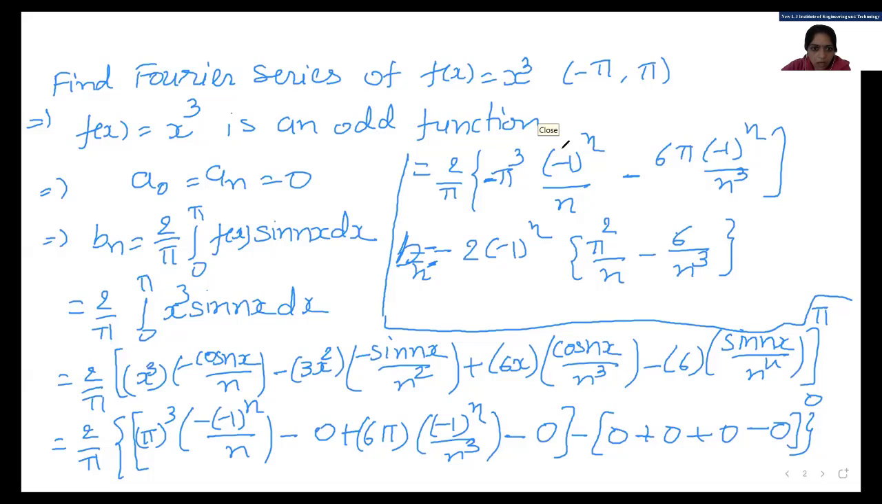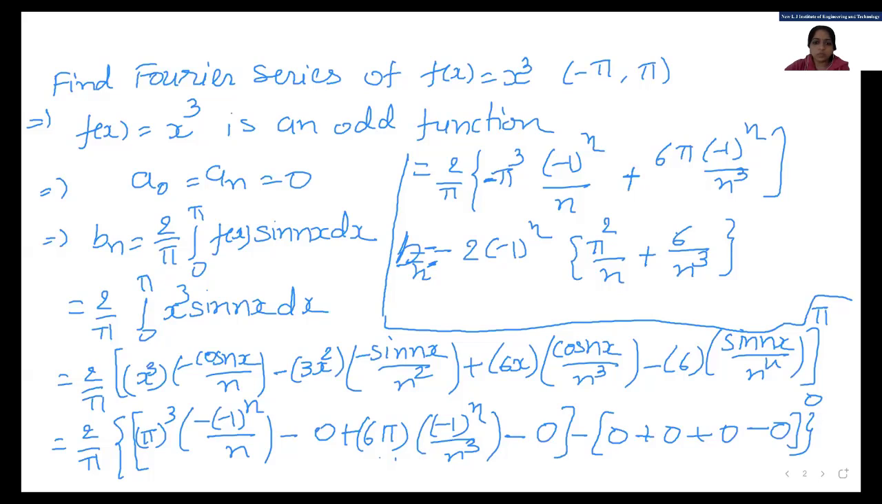Hemak, how is 6 pi minus? Which 6 pi? Okay, this one, right? This is plus. So this one is plus. By mistake I have written minus here. Okay.